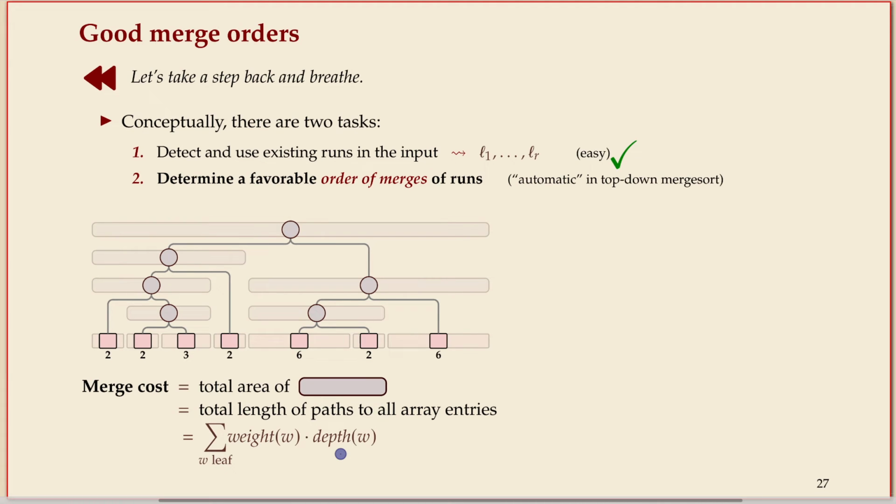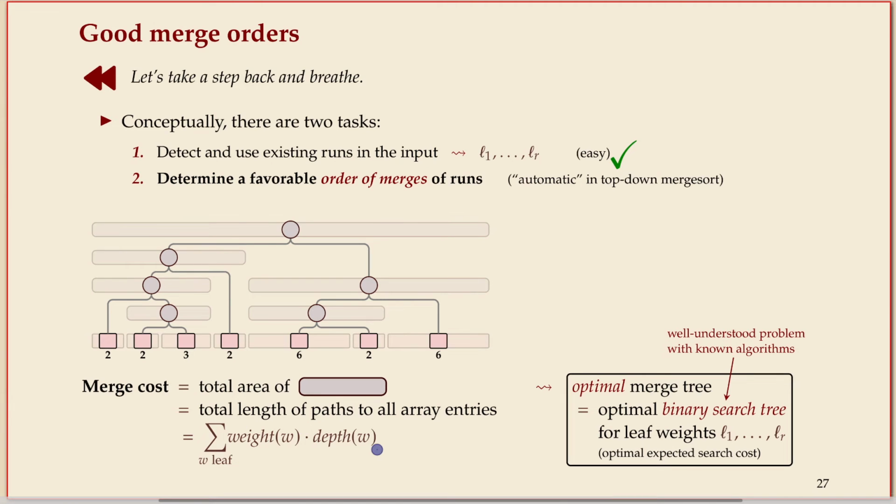Why are we doing this? It turns out that this quantity has a name. It's called the external path length of this binary tree. And that connects it to a well-studied problem, the problem of finding the optimal binary search trees. Sometimes people see this as an example for dynamic programming algorithms in some algorithms class. This is a special case of it, but doesn't matter too much. The important bit is there's known algorithms to find the best possible such tree. So you can take any such algorithm and plug it in to do this step 2.